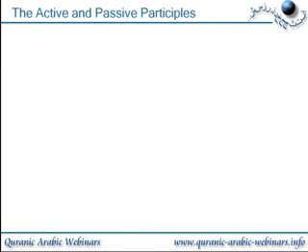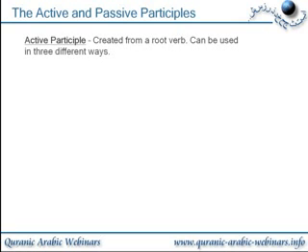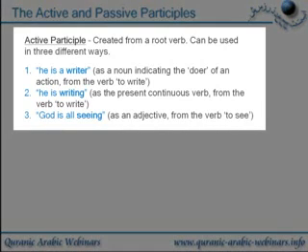Then we come on to something called the active and passive participles, and this is different from the active and passive voice which we looked at before. So the active participle is created from what we call a root verb, so from a doing word, and can be used in different ways. This is a very complex area. So if we take the word to write, which is a verb, and we're going to create from that verb the word writer. So he is a writer. Now the writer effectively is a noun indicating the doer of an action, but it's created from the base or the root verb to write.